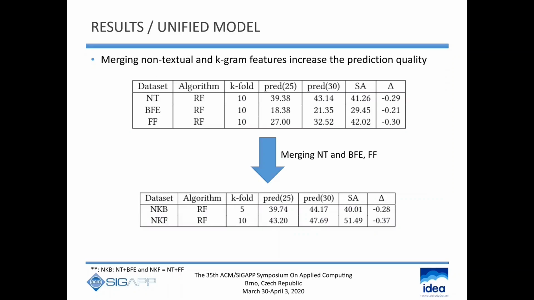Merging non-textual features with k-grams increases the prediction quality. The best two results among all datasets and all models were obtained from merging non-textual and textual ones. The best result is obtained when we merged non-textual with frequency k-grams. So we can say frequency is more informative than just looking whether there is a word or not. Among all datasets and all models, NKF gives the best result for the random forest algorithm, which gives 43.2 PRED 25, 51.49 standard accuracy, and minus 0.37 Gibbs delta.